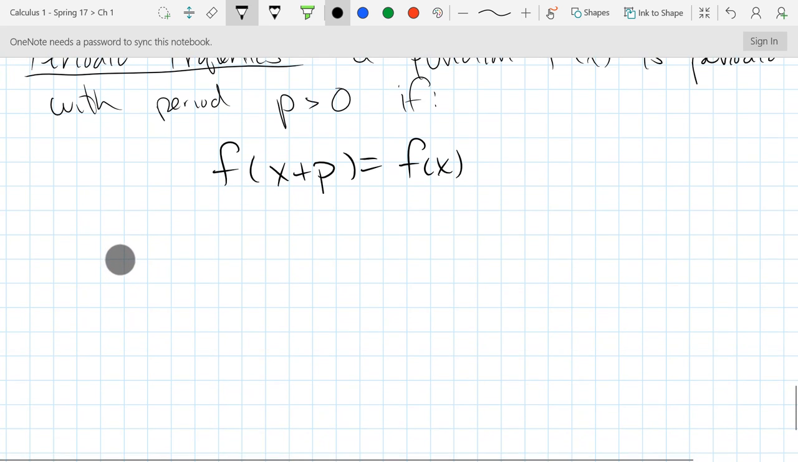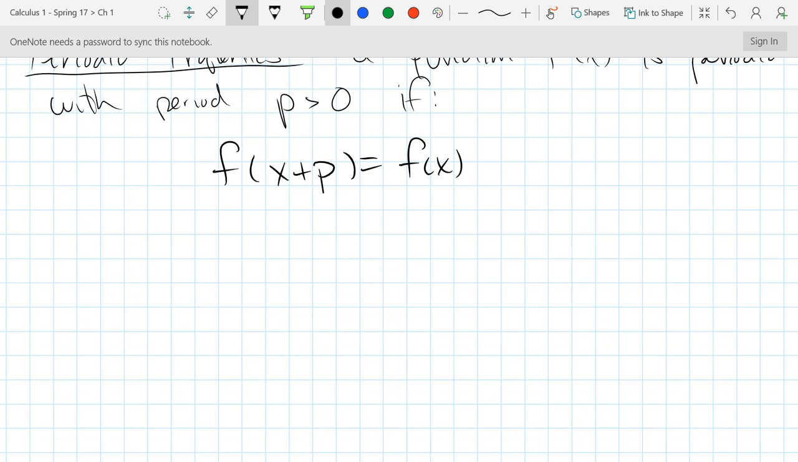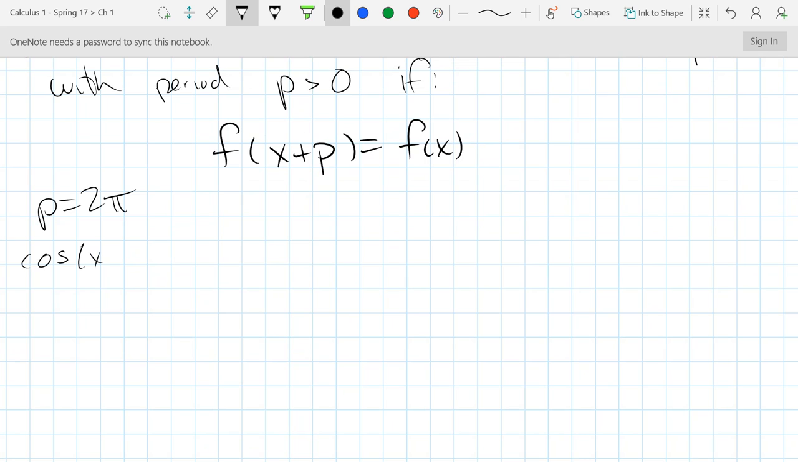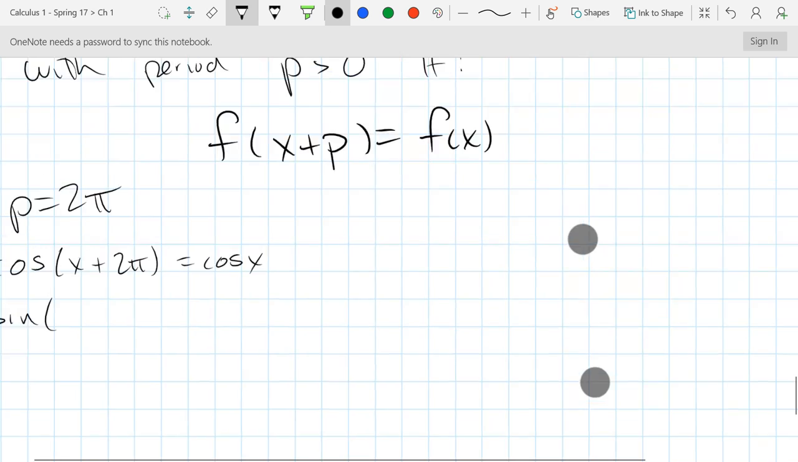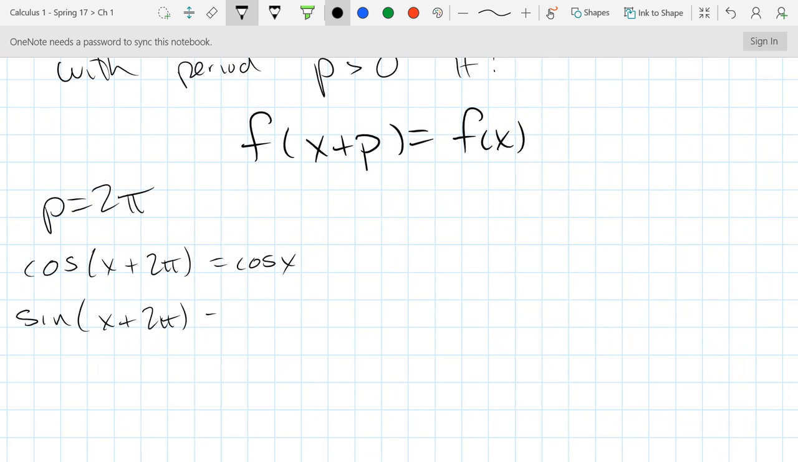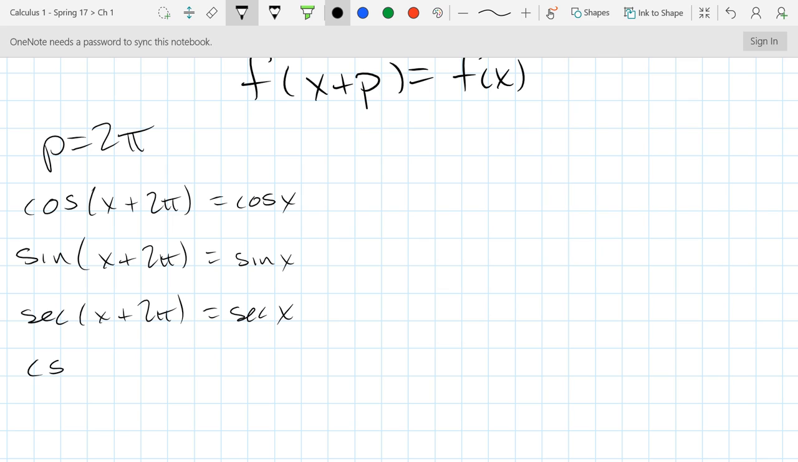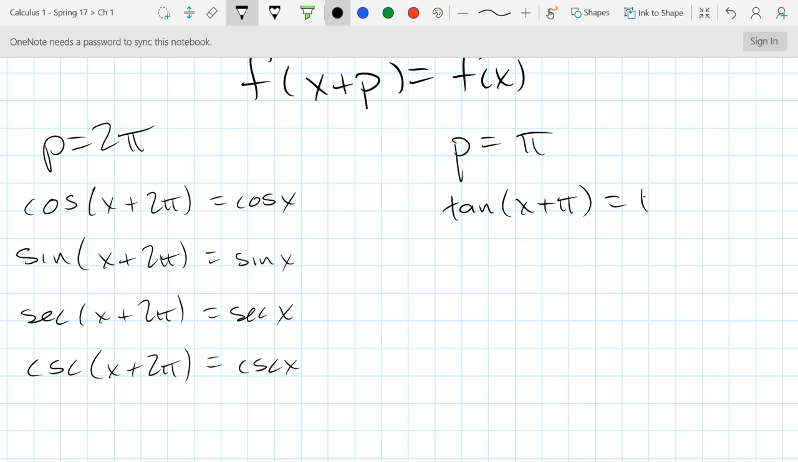So we'll just write down all the trig function periods. Most of the periods are 2 pi. So most of the functions are covered with a 2 pi period. Cosine, sine, and secant. And what is the other period that some trig functions have? Regular pi, and that is the tangent. And cotangent.